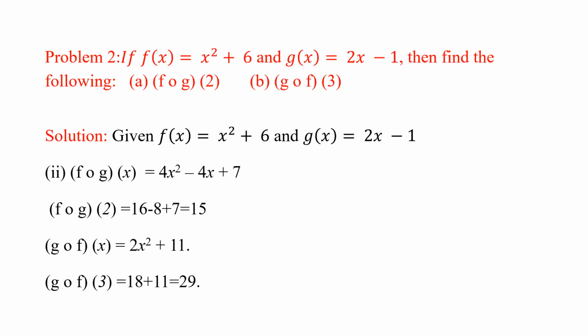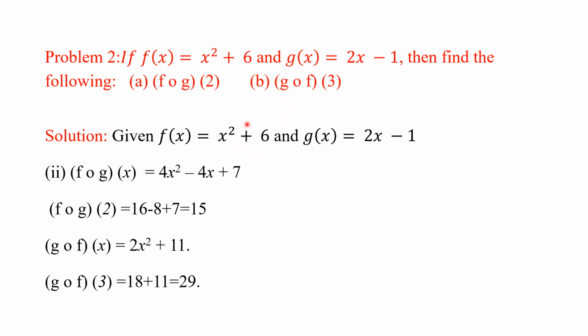The second problem: if f of x is equal to x square plus 6 and g of x is equal to 2x minus 1. So here we have two functions, f of x and g of x. Then find the following. Two subdivisions are there: f composition g of 2 and g composition f of 3.